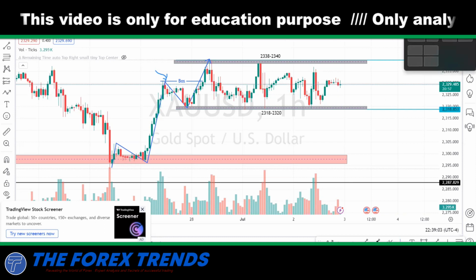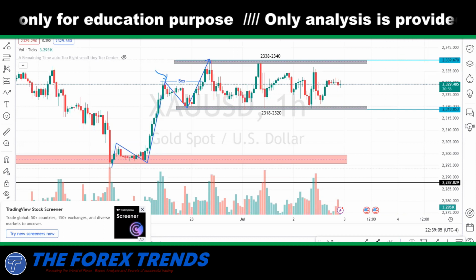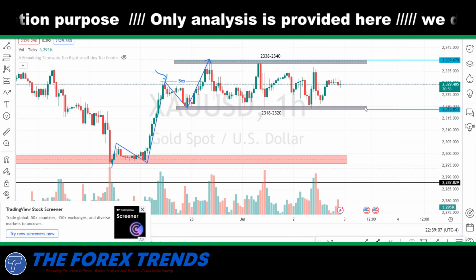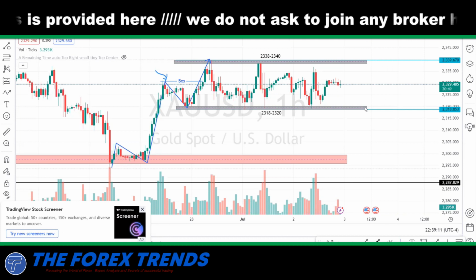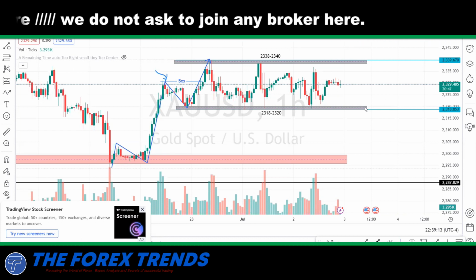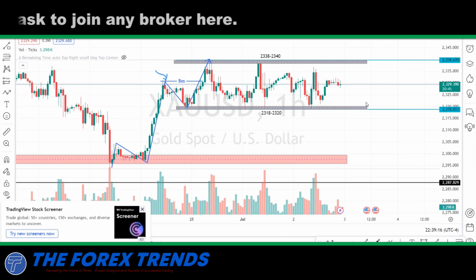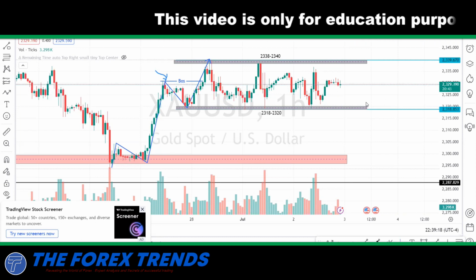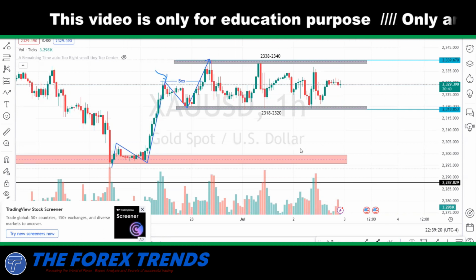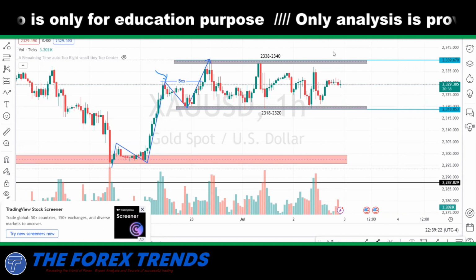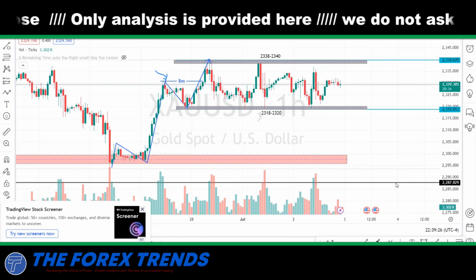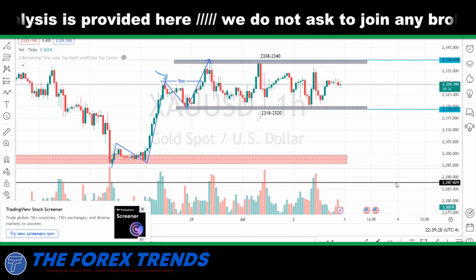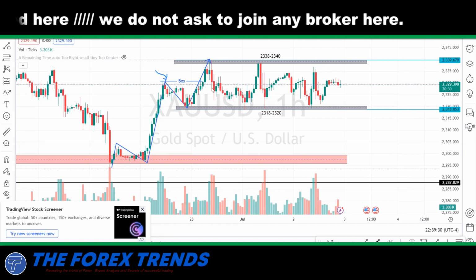So there is less chance of a break out of this resistance and support before news. And as we have big news this week on Friday, NFP, there is less chance of the market breaking out of this resistance. We may say it is a ranging market until the release of all those news.